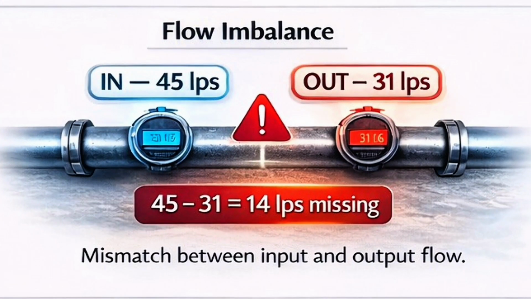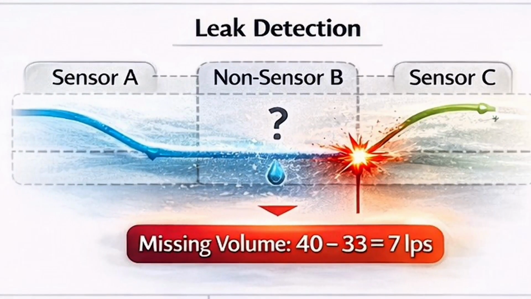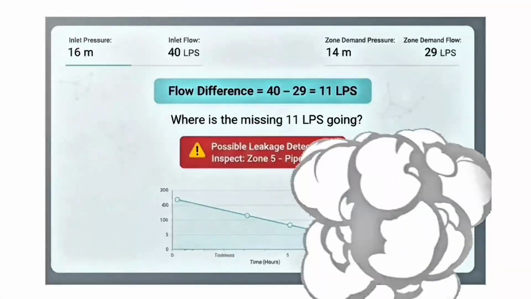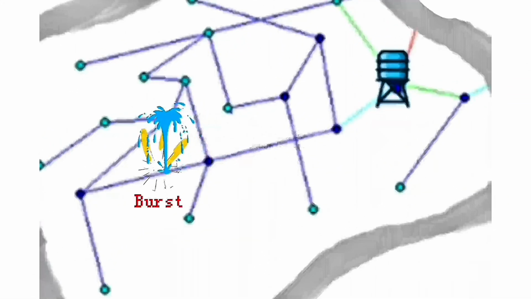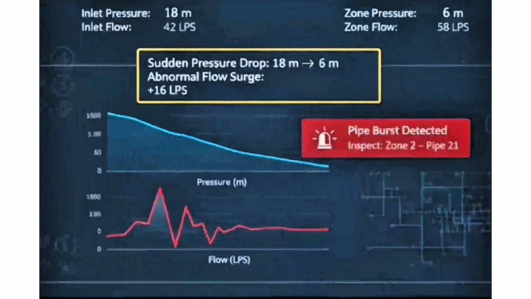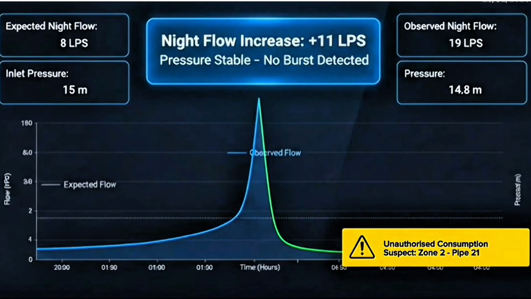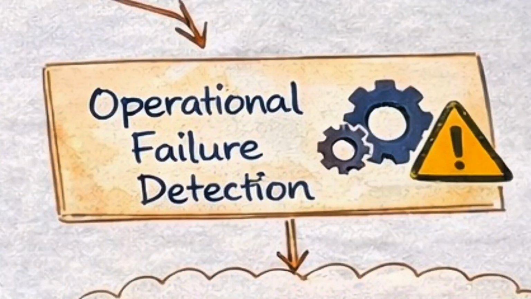Now let's move to non-revenue water and loss detection. Flow imbalance. When inlet and outlet flow does not match, the system detects a flow imbalance indicating possible losses in the network. Leak detection. By comparing sensor data across the regions, the system identifies abnormal flow differences and flags possible leakage zones. Burst pipe detection. A sudden drop in pressure along with abnormal flow variation is detected as a potential pipe burst and alerted for immediate inspection. Unauthorized consumption. When unusual flow patterns occur, especially during low demand hours, the system flags it as possible unauthorized consumption.